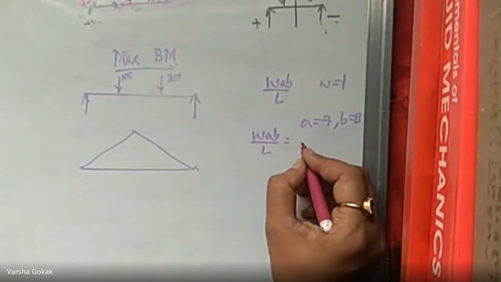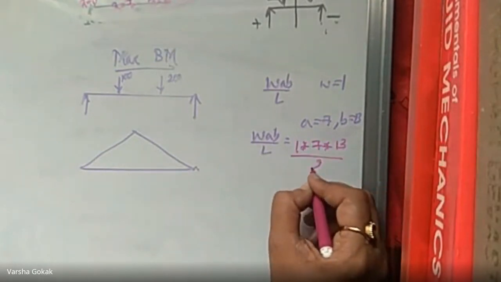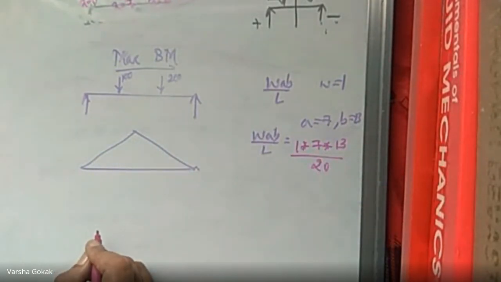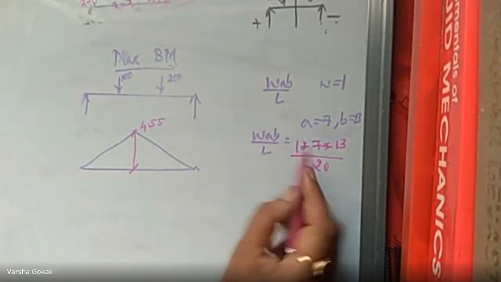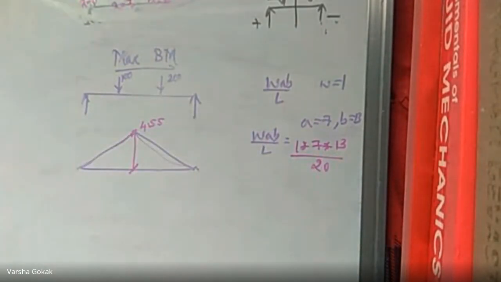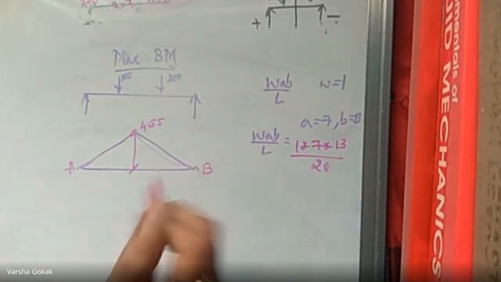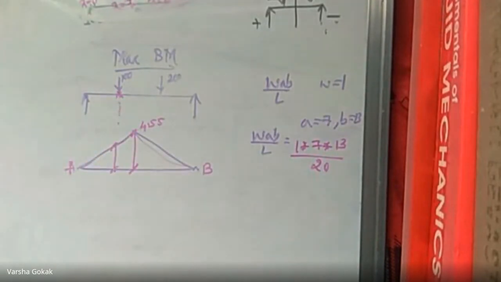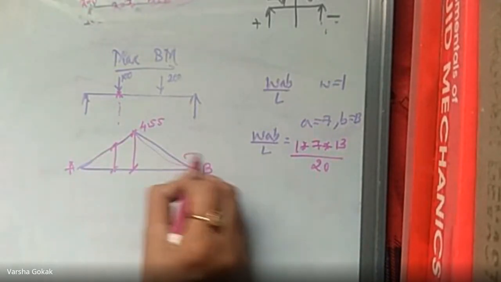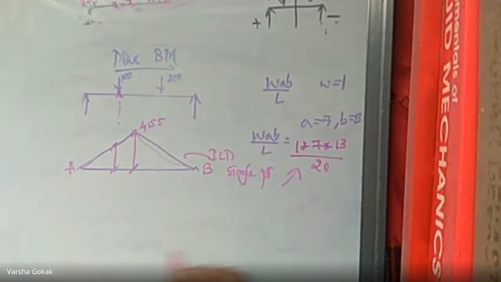So with W equal to 1, what is WAB by L? 1 into 7 into 13 divided by 20. How much is this value? 4.55. WAB by L is for a single point load, which will have the diagram like this. I will call this 4.55 as the ordinate. This is your point A and this is your point B. With respect to this, for the 100, I have to get this ordinate in this influence line diagram. So I basically drew an ILD for a single point load using WAB by L.